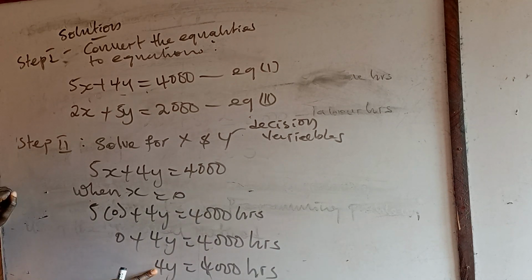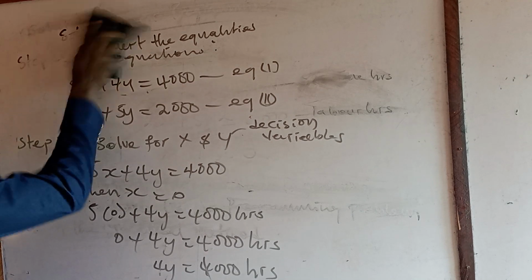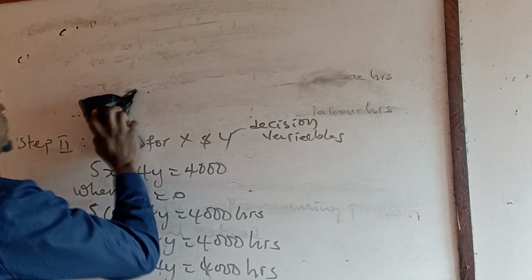So what it means is that we need 4 hours of the machine to produce 1 unit of y. By the time you divide the total constraint, 4,000, by this 4 hours, we are producing 1,000 units. So we've solved for y. Now we need to solve for x. So how do we solve for x?